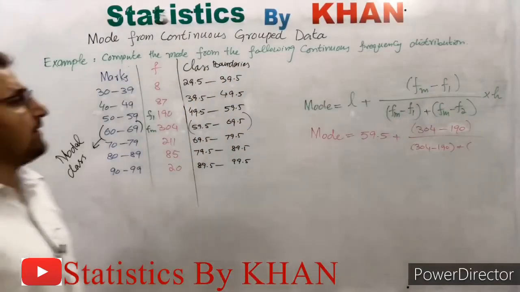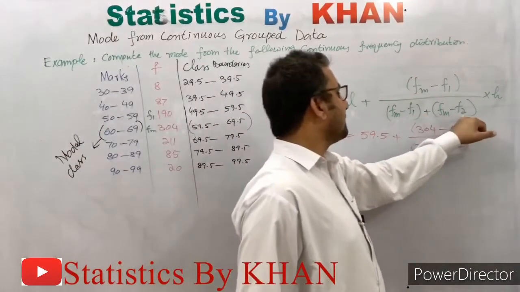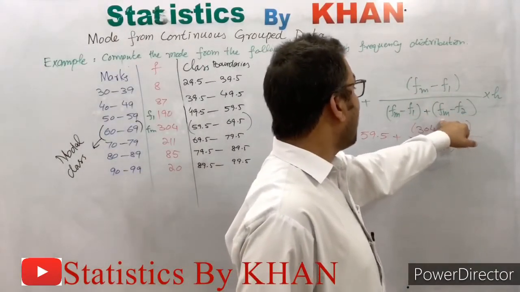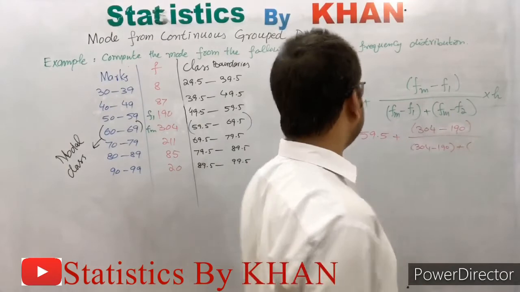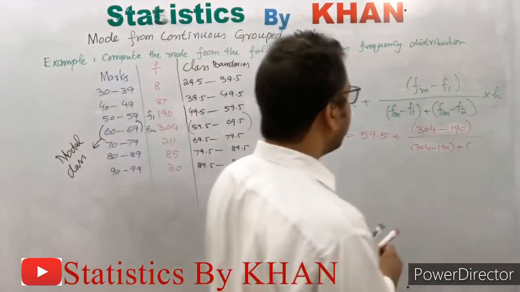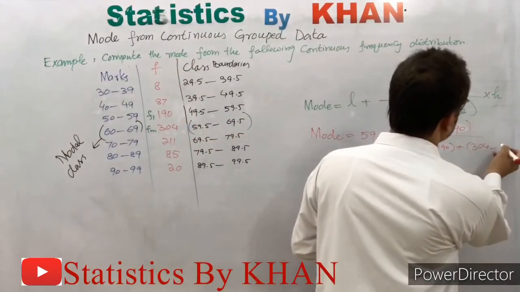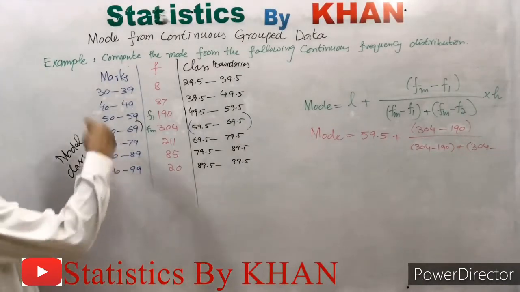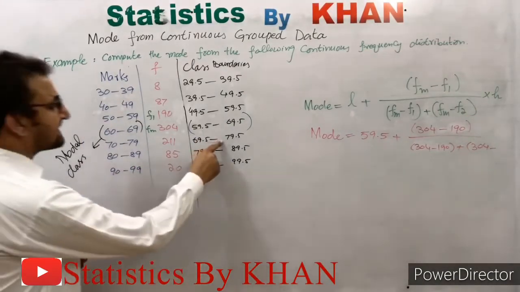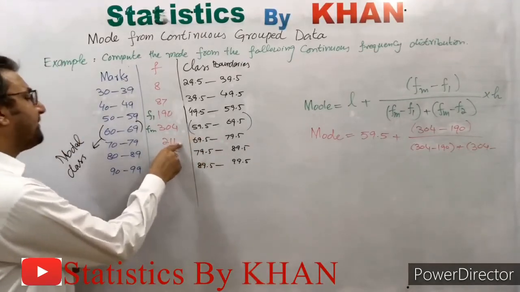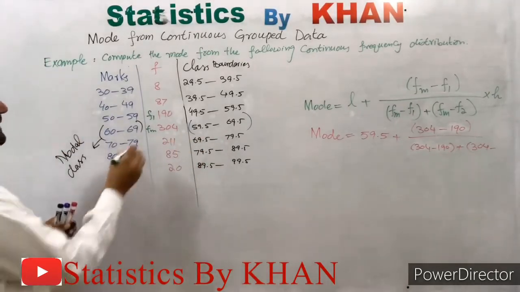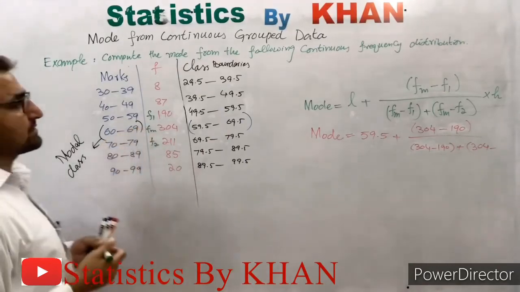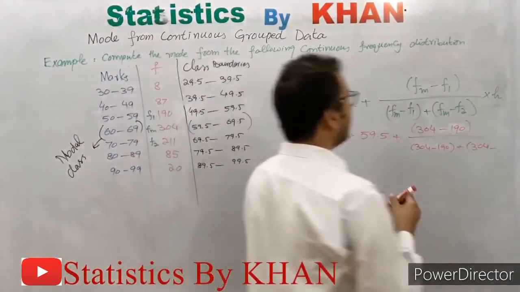Plus, now here Fm minus F2, as Fm is the frequency of the modal class and this frequency is equal to 304. So we will write 304 over here, minus F2. F2 is the frequency of the succeeding class, the class after the modal class. So this is the succeeding class and this is the frequency of the succeeding class. So this will become F2. F2 is equal to 211. So we will write 211 over here.